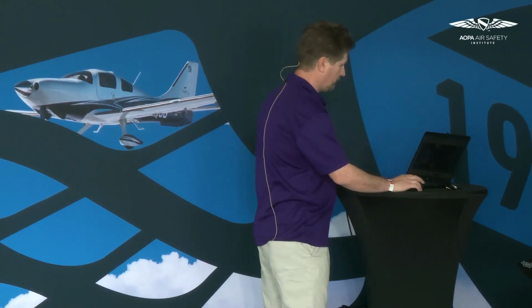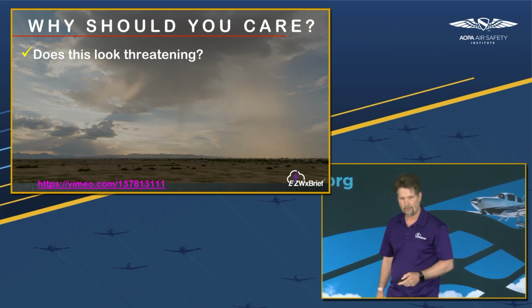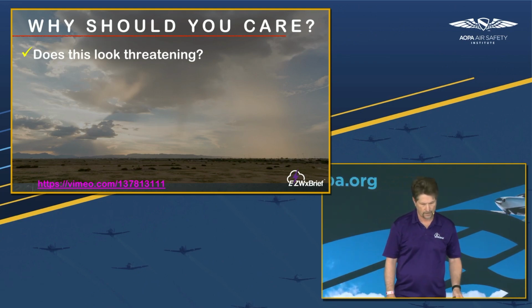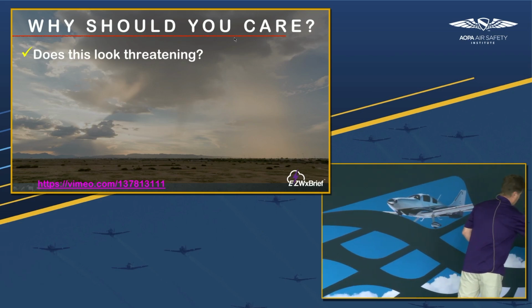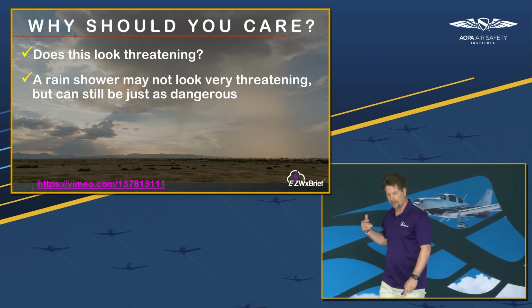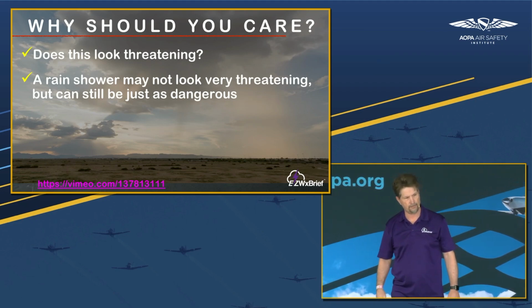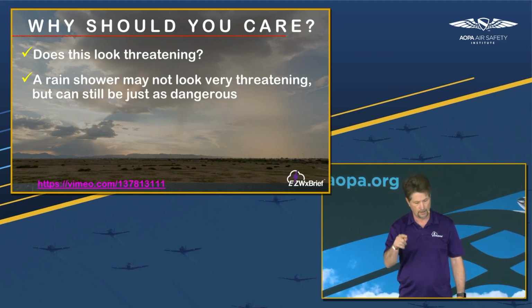Let's see here. All right, so the problem is even the smallest rain shower can be problematic when it comes to convection. So that was convection there. So in this particular case, the rain shower doesn't look threatening, but it very much was a bad situation. But it's going to be just as dangerous.